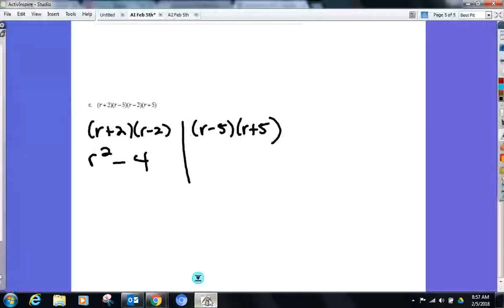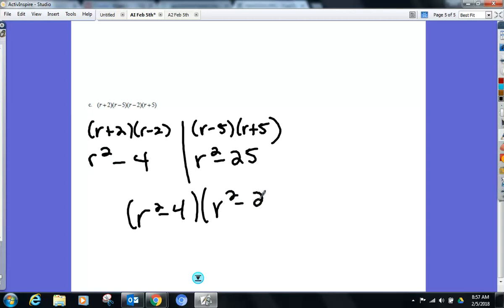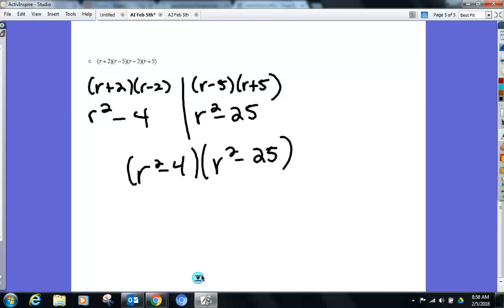What about over here? R squared minus 25. I still have to do what to these, though? We're not done multiplying. So r squared minus 4 times r squared minus 25. Yeah, now we're going to have to double distribute this beast. Nothing's canceling out here.